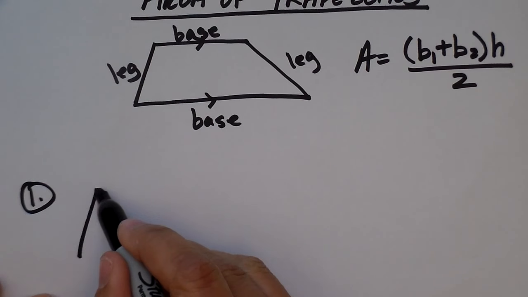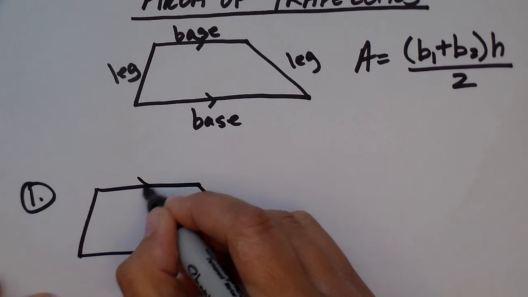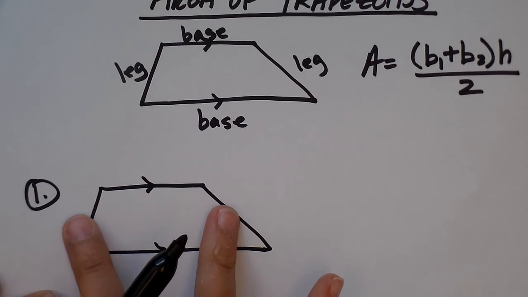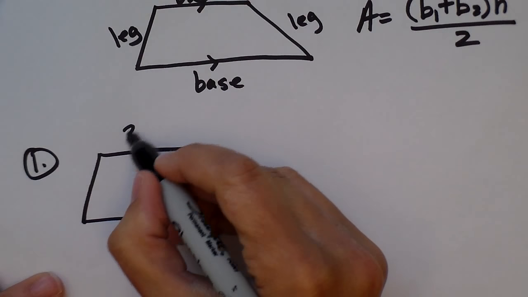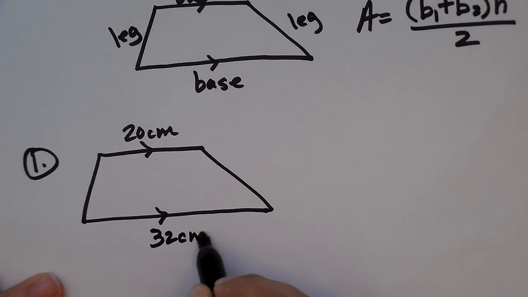I'm going to draw a trapezoid because I'm just a trapezoid drawing expert. And we're going to make it real simple. Okay, so this is a trapezoid, one pair of parallel sides, your bases, one pair of non-parallel sides. Let's say this is 20 centimeters, and let's say this is 32 centimeters.